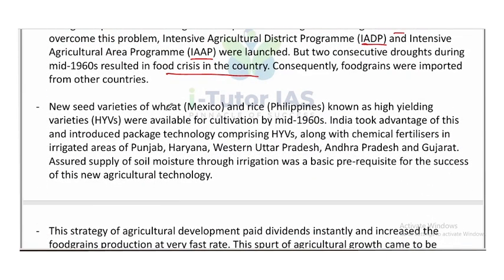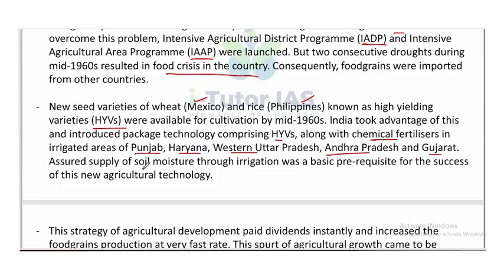New seed varieties of wheat, that is from Mexico, and rice from Philippines, known as high yielding varieties, that is HYVs, were available for cultivation in mid 1960s. India took advantage of this and introduced package technology comprising HYV along with chemical fertilizers in irrigated areas of Punjab, Haryana, Western UP, Andhra Pradesh, and Gujarat.